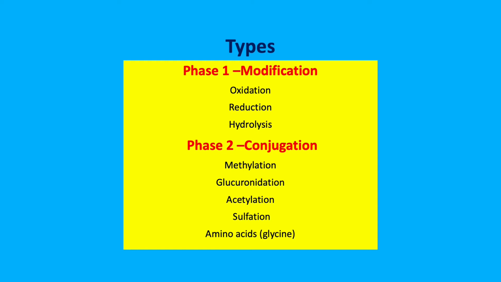So once drugs have undergone phase 1 metabolism, they move on to phase 2. This adds a group bond which is water soluble, making the drug more inactive and excretable within the body. These reactions include methylation, so you add a methyl group onto the drug, glucuronidation, acetylation, sulfation, or even an amino acid, so like glycine.